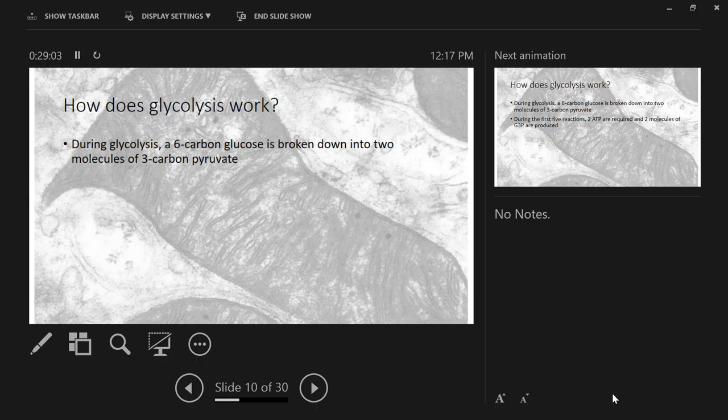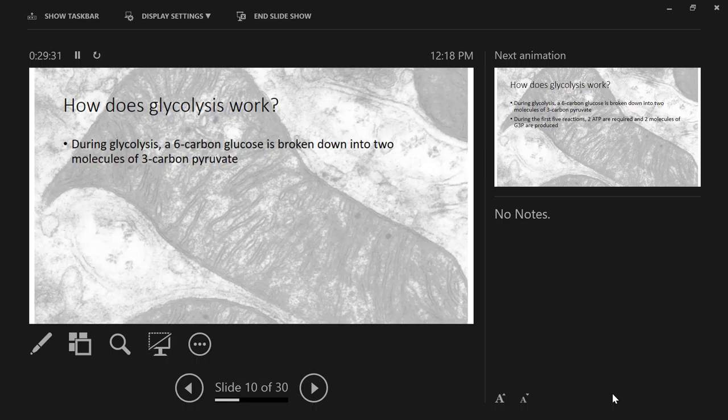So we're accounting for all of our carbon there, yes? We start with one 6-carbon molecule and we end with two 3-carbon molecules. 2 times 3 is 6. So we have accounted for all of our carbons, meaning that during glycolysis, you should not produce what? Carbon dioxide. Okay? You should not produce carbon dioxide because we're already accounting for all of our carbons.